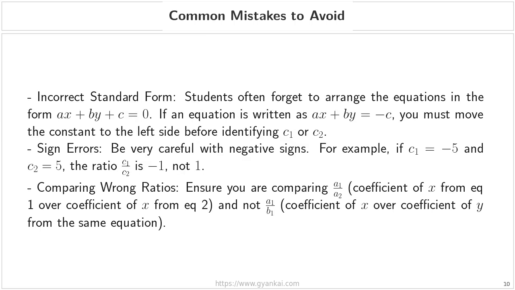Finally, ensure you are comparing the correct ratios. It is easy to get confused when looking at a long string of numbers. Remember, you are comparing the ratio of the x coefficients, which is a sub 1 over a sub 2, to the ratio of the y coefficients, which is b sub 1 over b sub 2. Do not accidentally compare the x coefficient to the y coefficient within the same equation, such as a sub 1 over b sub 1. You must always compare the same type of coefficient from the first equation to the same type from the second equation.